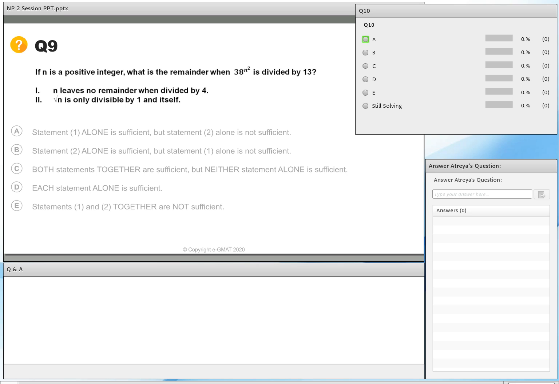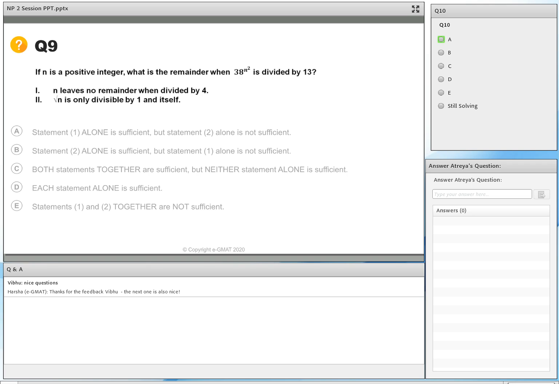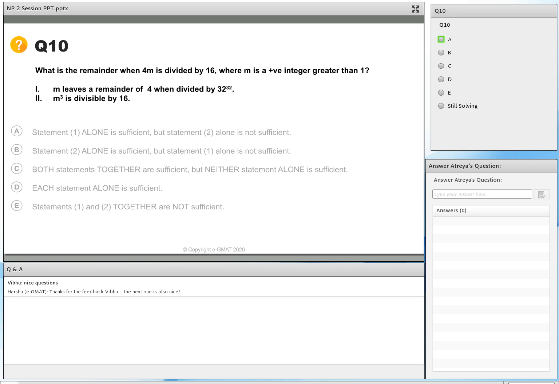Here is the poll for question number 10. Please mark your answers. Please mark still solving over here. Please mark still solving, and then let's move on to the last question. I have 55 people. I need a few more. All right, I have my number. I'm going to close broadcasting results, and here is question number 10. All the best, guys.